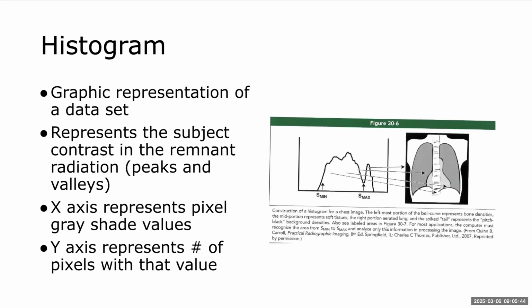The histogram is the graphic representation of a data set. So it represents the subject contrast in the remnant radiation, meaning the exit radiation, what makes it through the patient. We see peaks and valleys there. That is what the subject contrast is. The x-axis, so it's basically just a plot. So what's plotted on the x-axis are the pixel gray shade values. And then on Y is how many times did we see that particular value in a pixel.